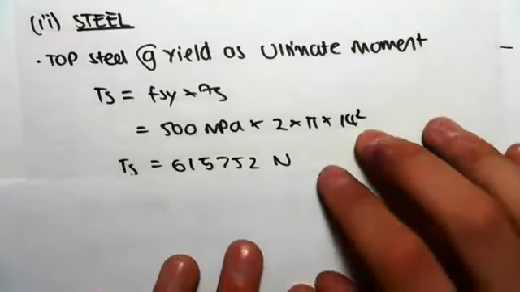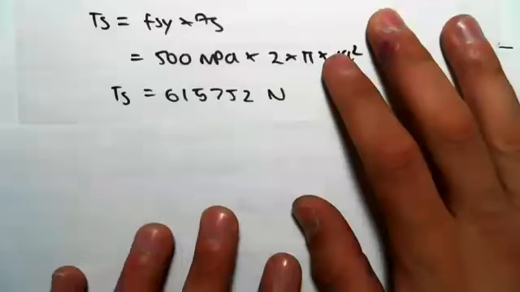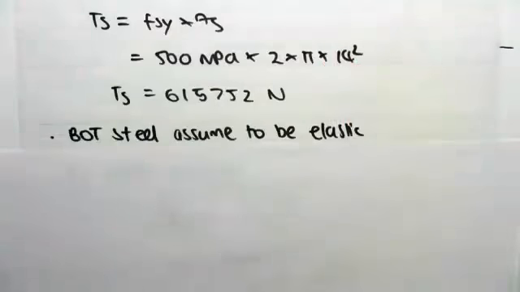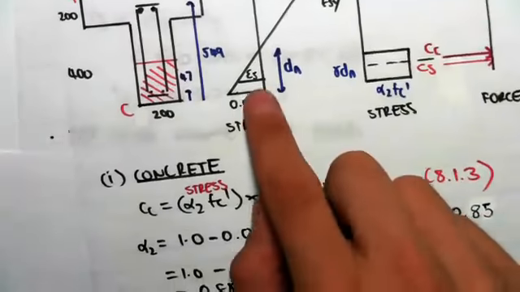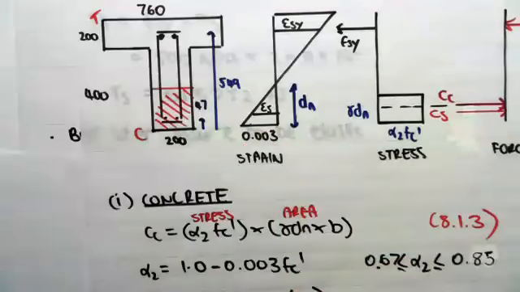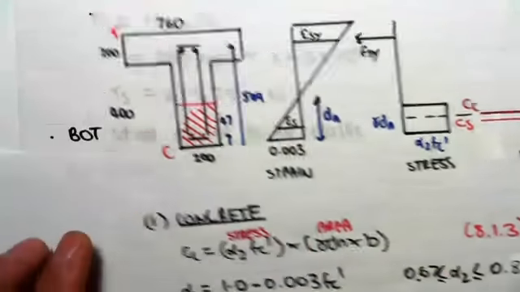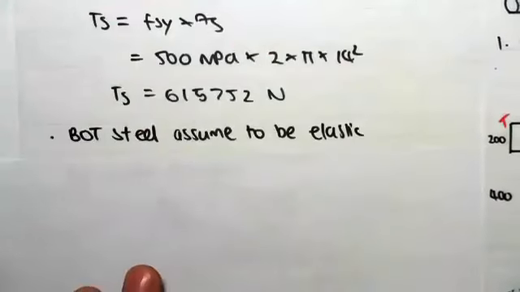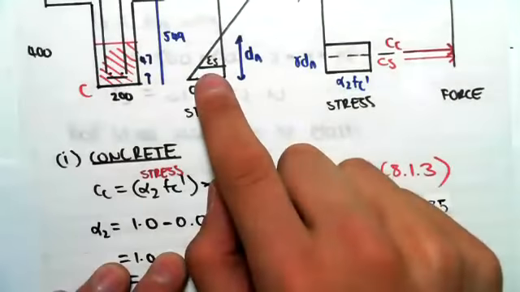We now just need to include the bottom steel, all right? So what we're going to do is assume that the bottom steel is still elastic, okay? So we're assuming that this bottom steel over here hasn't yielded. And it's a fair enough assumption because most of the work's going to be done by the concrete. So we're going to assume the bottom steel is elastic. That means we need to find the strain in the bottom steel.